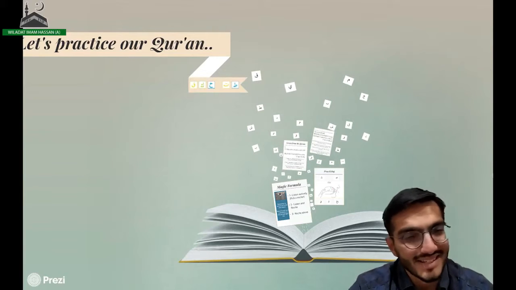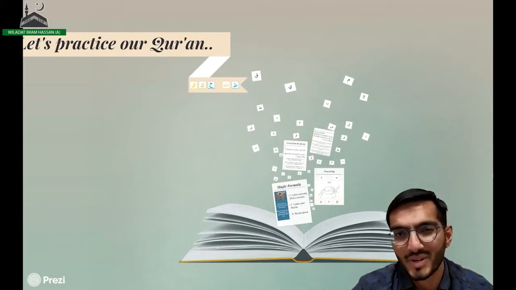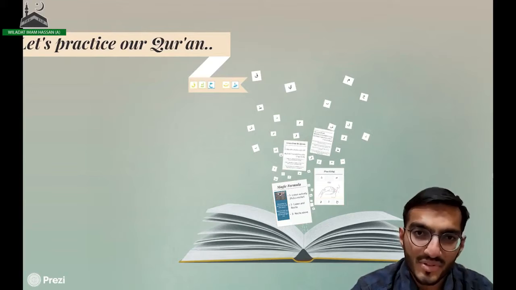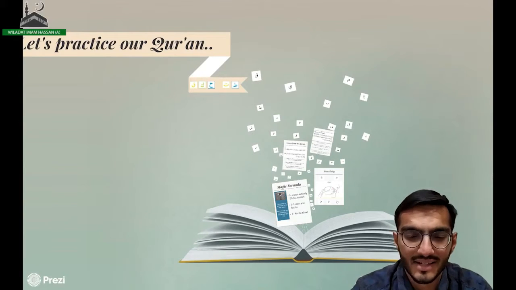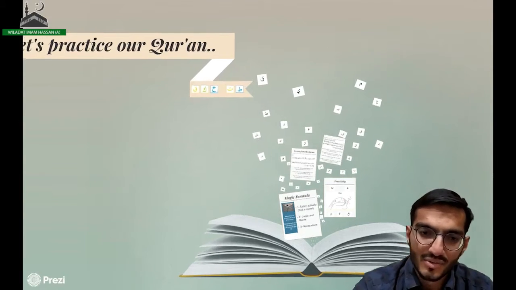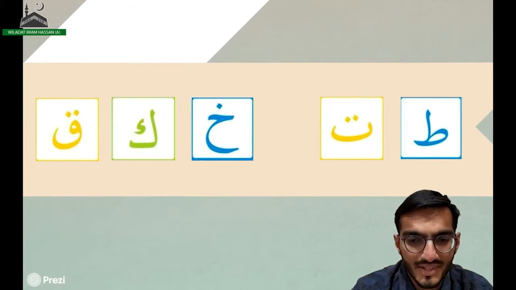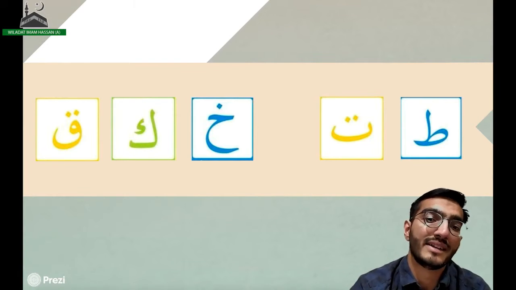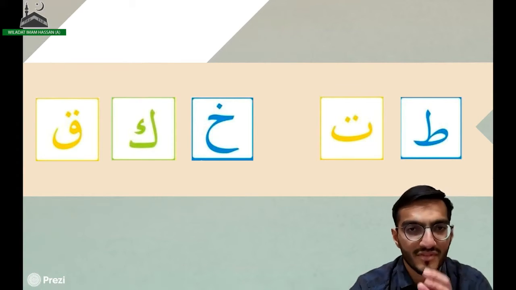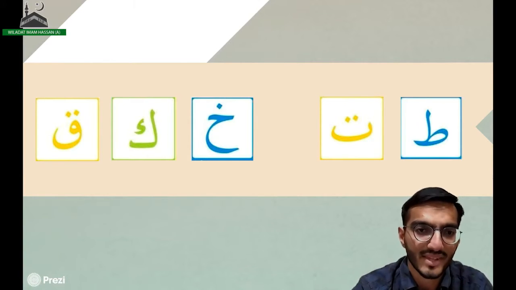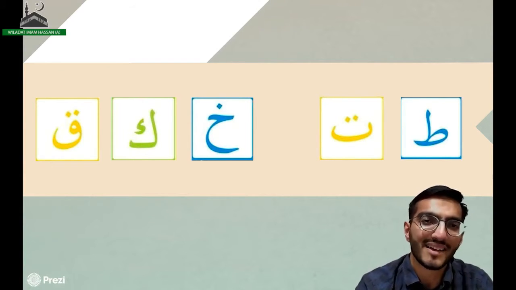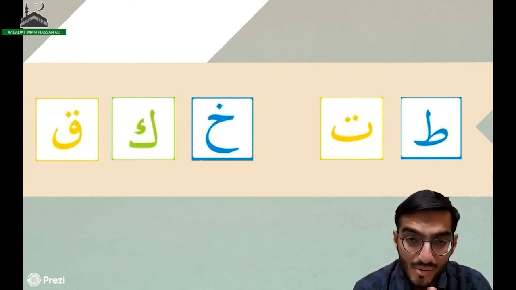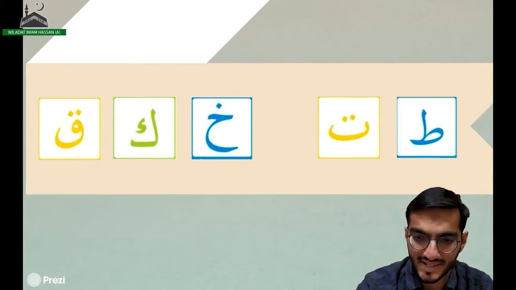Today is our practical lesson. As you know, every second lesson is more of a practical lesson, trying to firm up what we've learned the previous day and trying to implement it in our recitation. As you all remember, yesterday we went through 5 letters and it split into 2 groups. The first group was ta and ta, and the second group was kha, kaf and qaf. I hope you all have been practicing with your families, and now let's go into further practice.